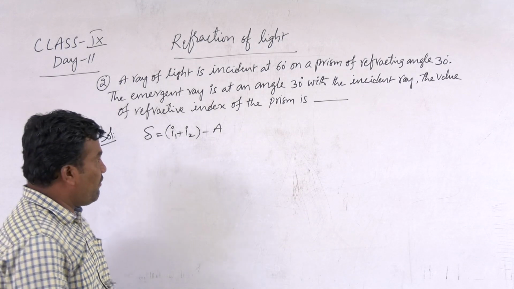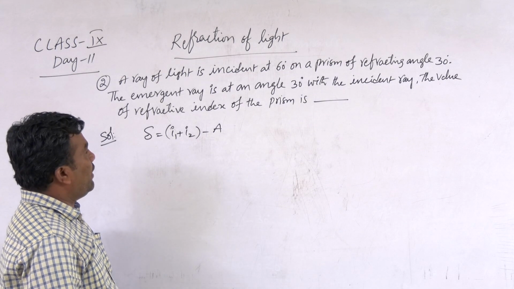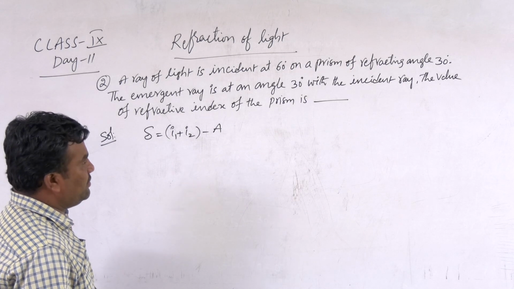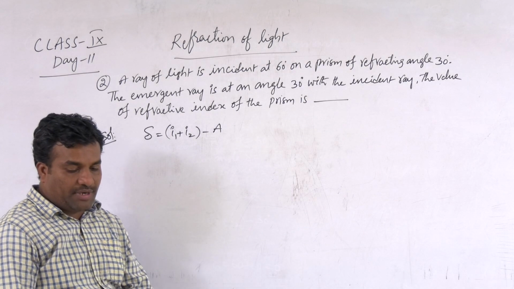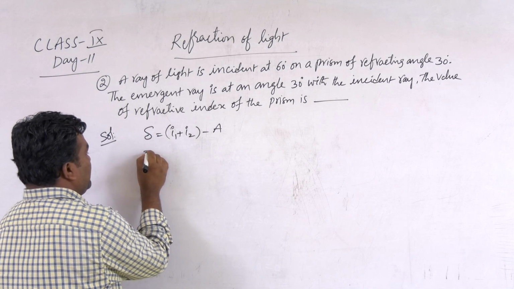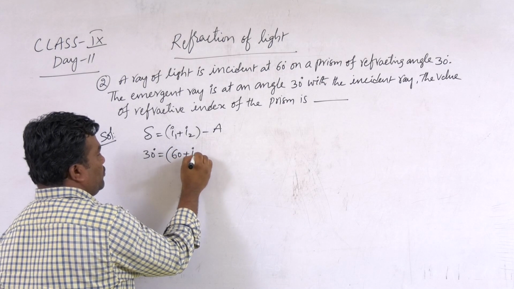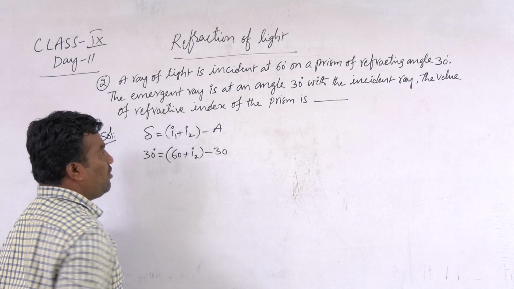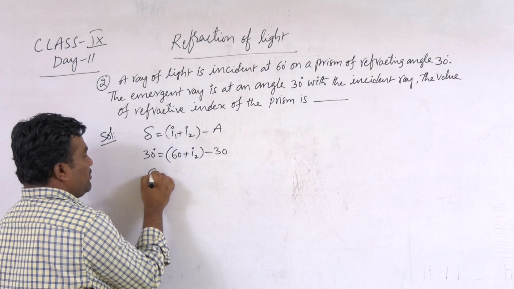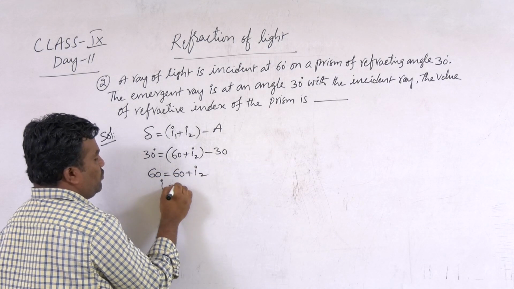So now we substitute the values. Here the emergent ray is at an angle 30, the ray of light is incident at 60, and the refracting angle is 30. So that's why I am taking here first delta. Delta is 30, incident is 60 plus I2 minus 30. Angle of prism is 30. Okay, so we are writing directly here 60 equal to 60 plus I2. Now I2 equal to 0.